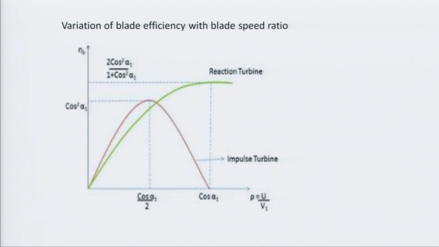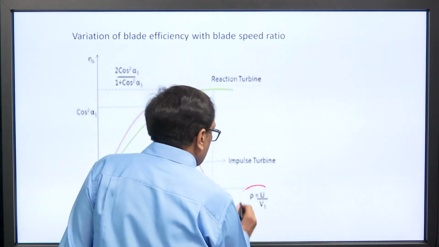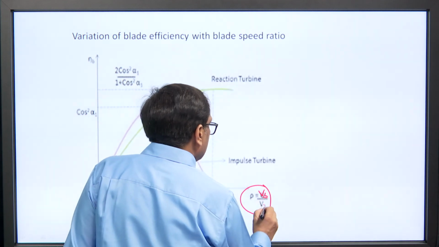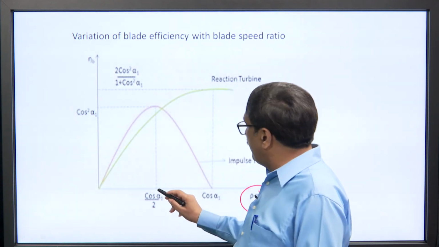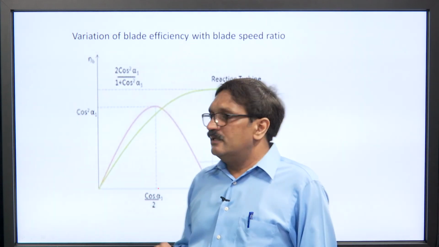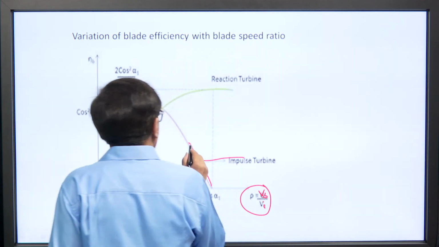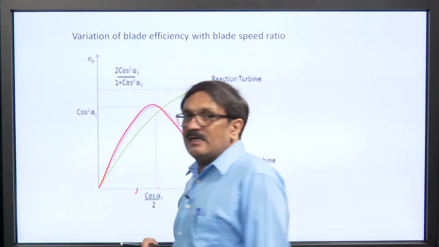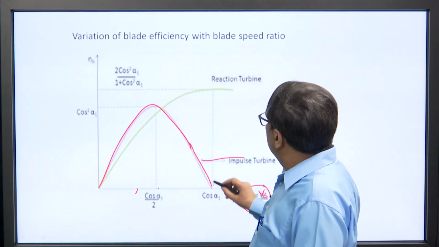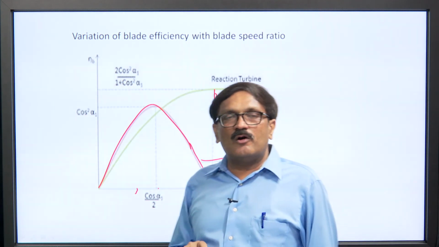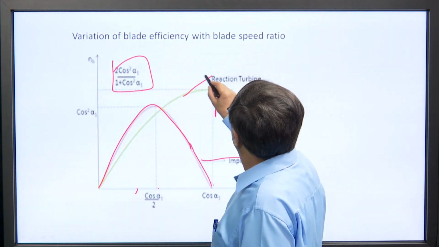Here you can see how the blade efficiency changes with respect to blade speed ratio. The blade speed ratio is rho, that is Vb upon Vi. In the case of the impulse turbine, we have seen maximum blade efficiency occurs at rho equal to cos alpha by 2, and the maximum efficiency is cos square alpha. So, this graph is the variation for the impulse turbine. In the impulse reaction turbine, the peak is at cos alpha, and the maximum efficiency is 2 cos square alpha upon 1 plus cos square alpha. This curve is for the reaction turbine.